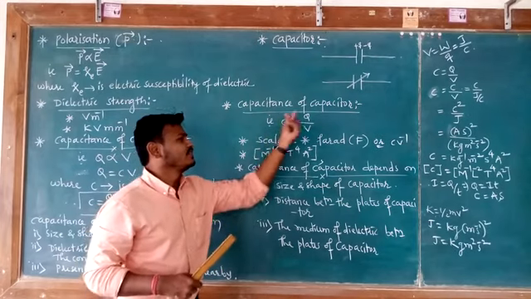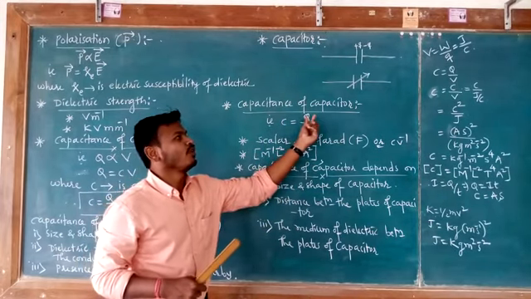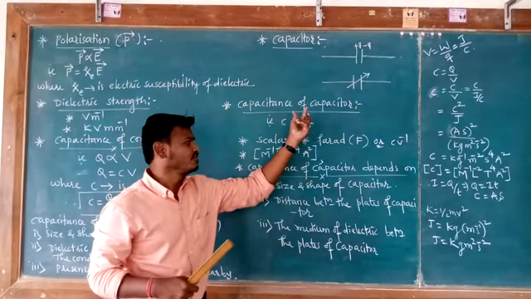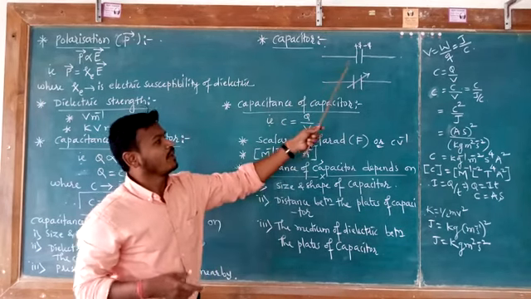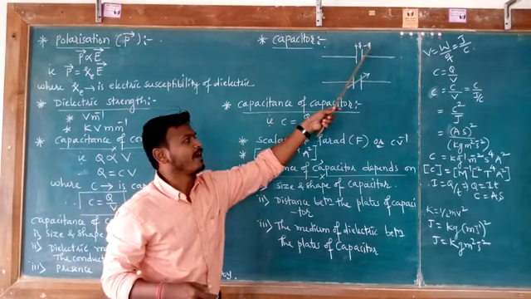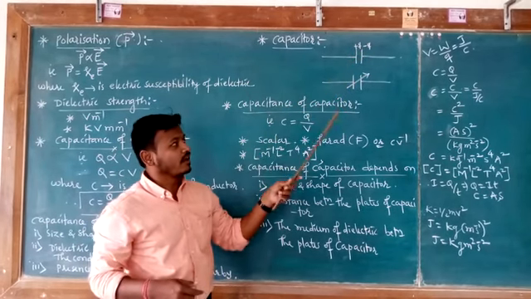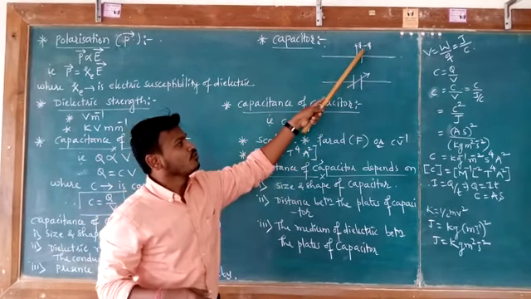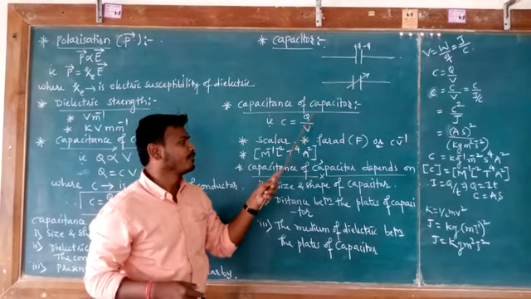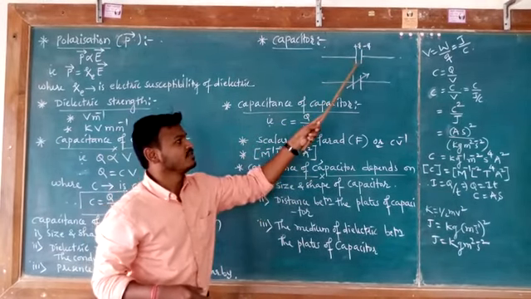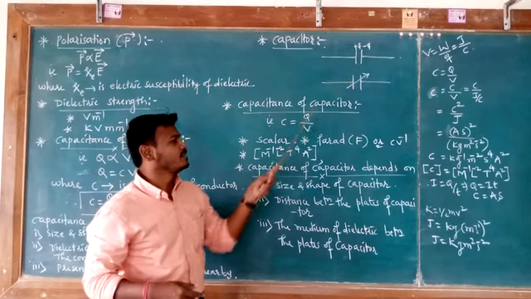Say C is equal to Q divided by V, where Q is the magnitude of charge, in other words, the charge on either conductor. Say I have taken two charges here, plus Q and minus Q. The general thing is the magnitude of charge on either plate, either the first plate or the second plate. That charge is Q, and the difference in potential between these two plates is V.